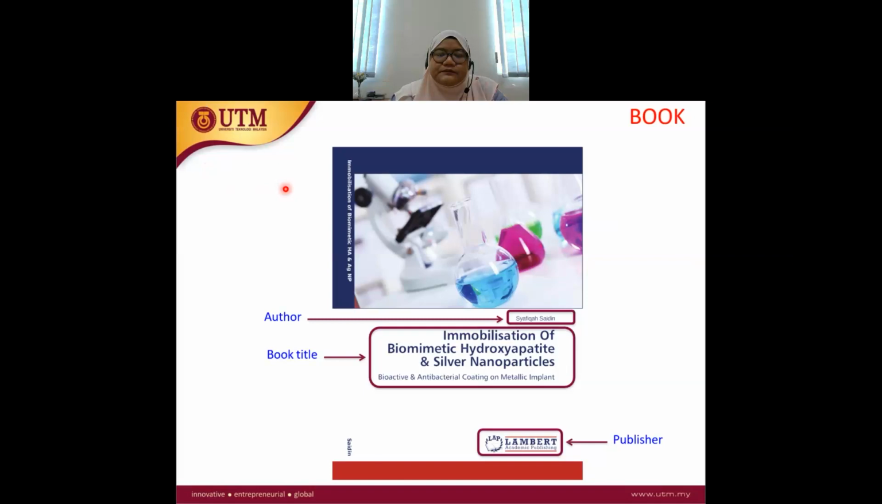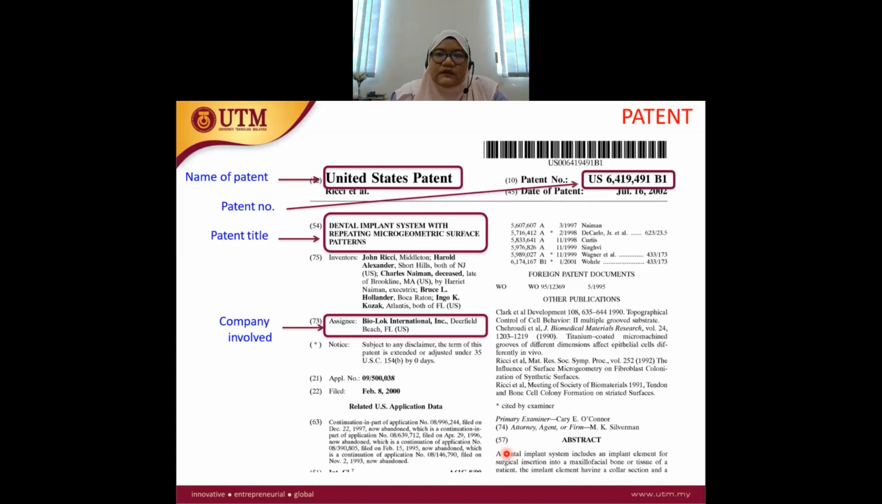So this is an example of a book: the book title and the publisher. These are examples of a patent: the name of the patent, normally from the US, the patent number, the patent title, and the company involved. So here you can get information about certain things or certain materials, to know whether the material is patented or not.